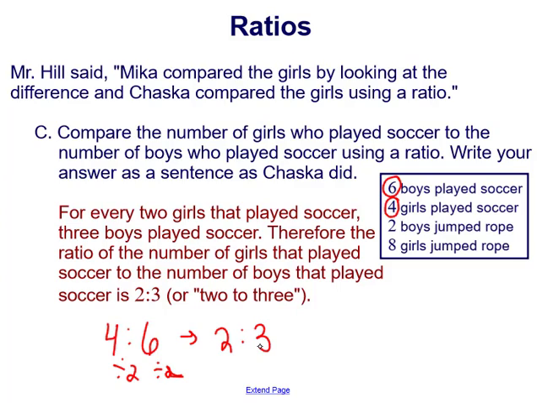So Mr. Hill should be more specific when he's asking for the comparisons of the sports that these girls and boys are playing, because you can use a difference or you can use a ratio, or even the ratios can be different depending on which 2 things you're comparing.